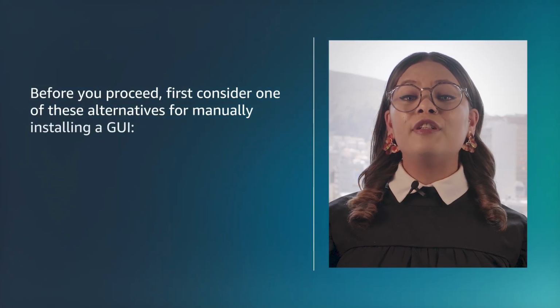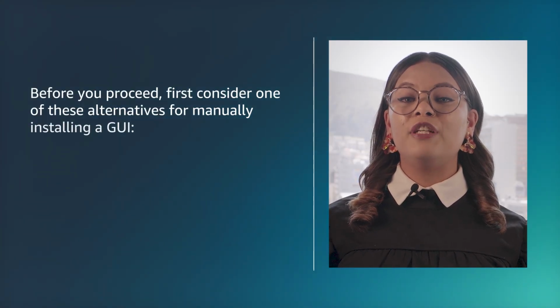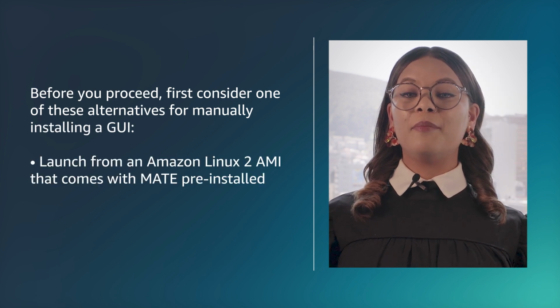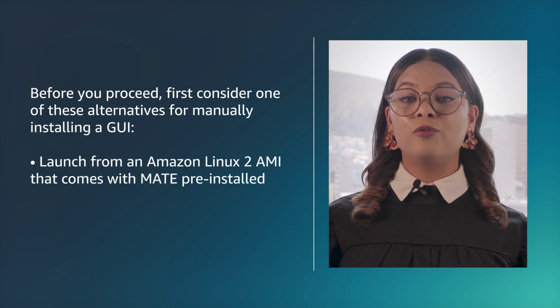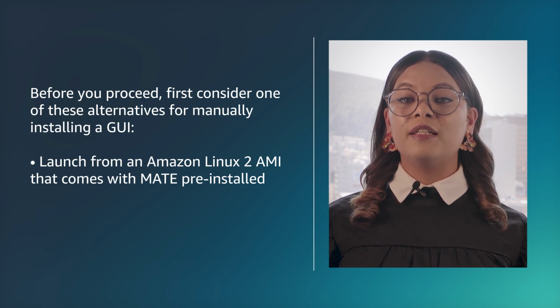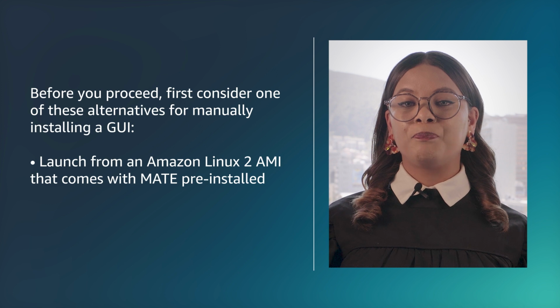Today, I'm going to show you how to install a graphical user interface in an Amazon Elastic Compute Cloud instance running on Amazon Linux 2. Let's get started. Before you proceed, first consider one of these alternatives for manually installing a GUI. Launch from an Amazon Linux 2 AMI that comes with Mate pre-installed. For more information, check the links in the Knowledge Center article associated with this video.